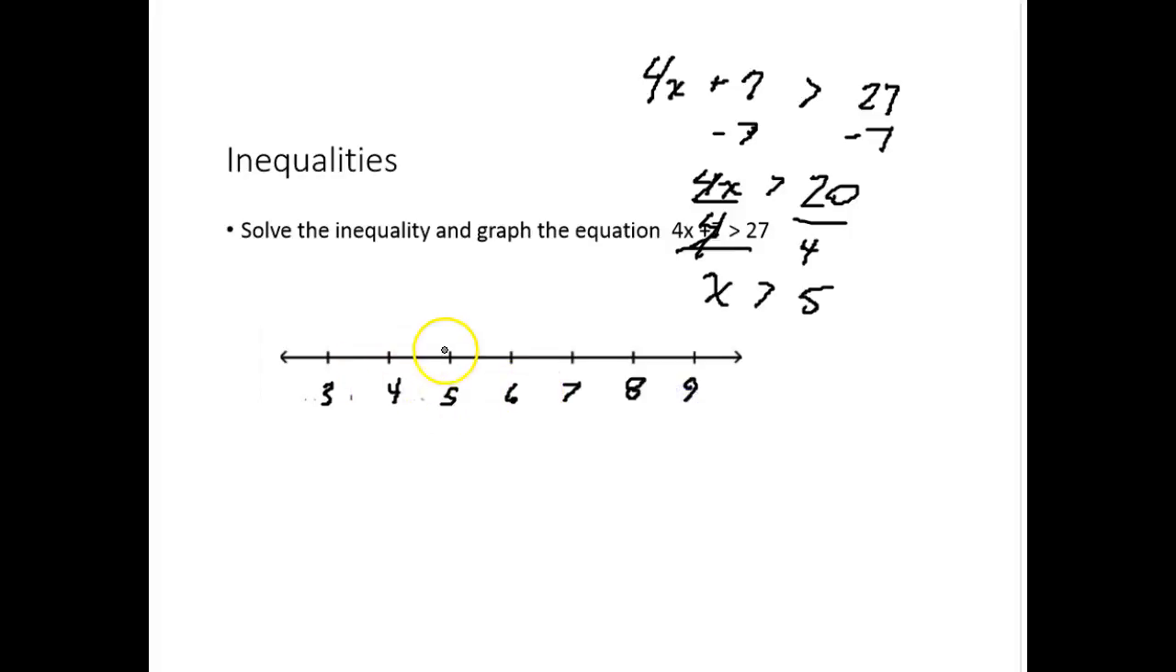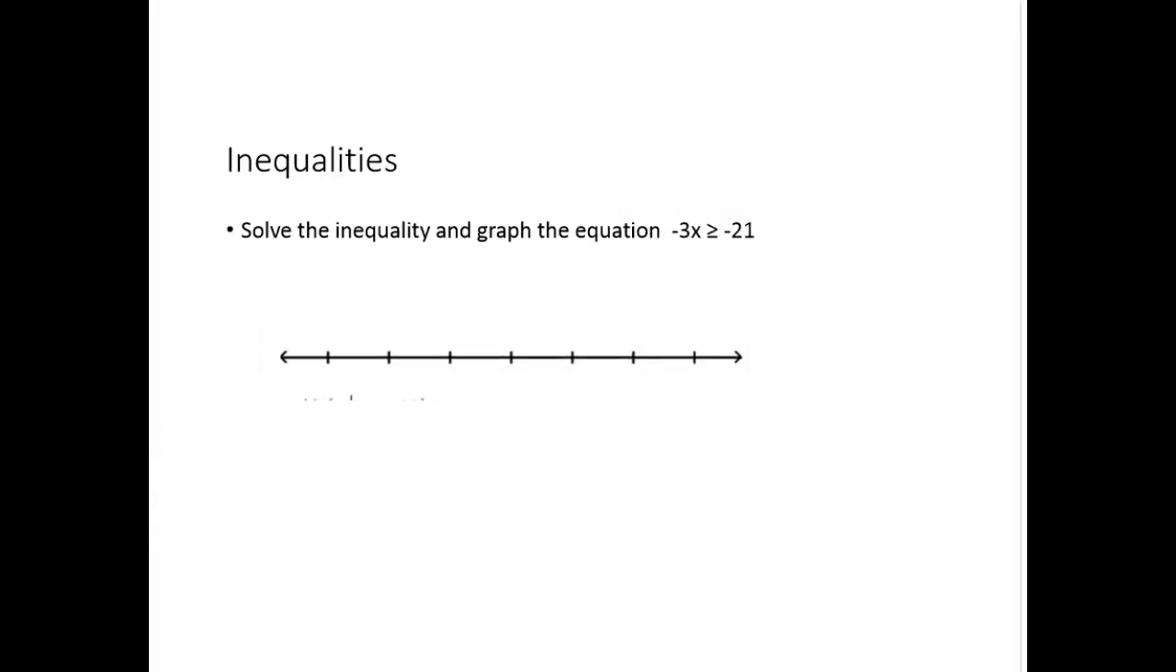X is greater than 5, so I'm going to make a circle right there. It won't be a closed-in one. And then my line, I'm going to make it out this way. Put a nice arrow on it. So it would be everything greater than 5, but I do not make my dot solid because it's a greater than, not a greater than or equal to. Let's look at another one.